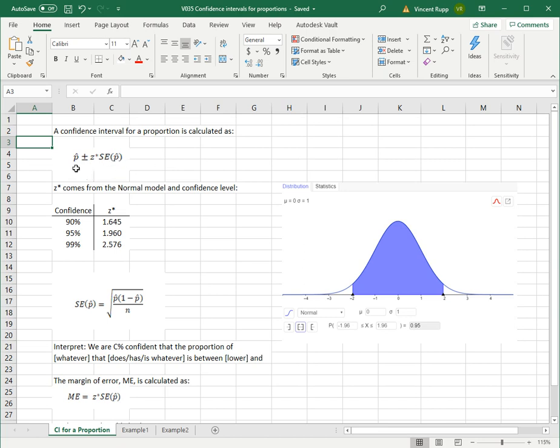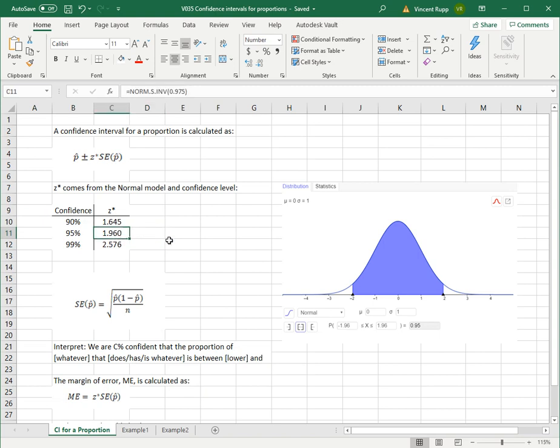So we've essentially got three pieces here. P hat is the simplest, z star is new. Z star comes from the normal model and the confidence level. So usually you don't need to come up with this on your own. You just have a table and you look it up.